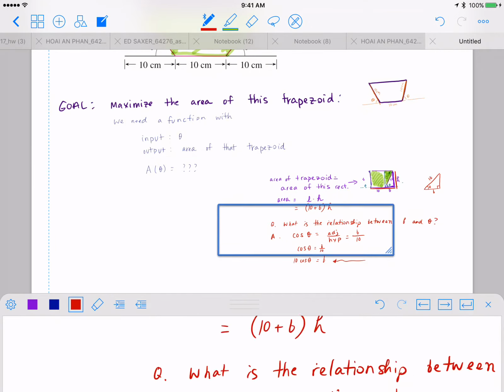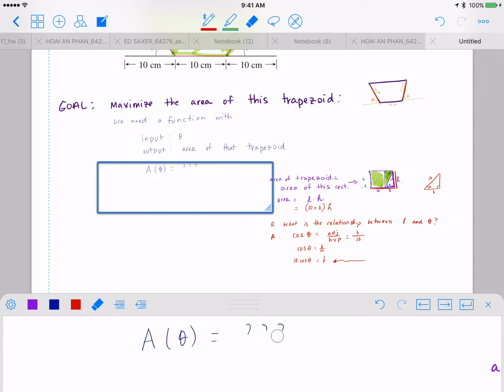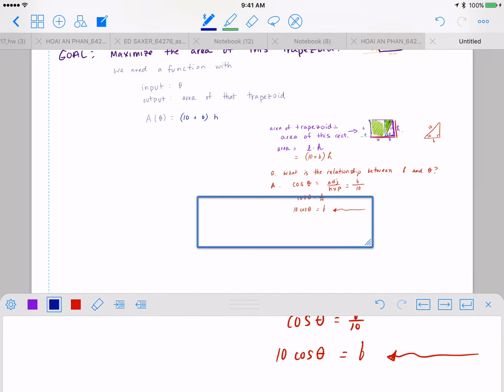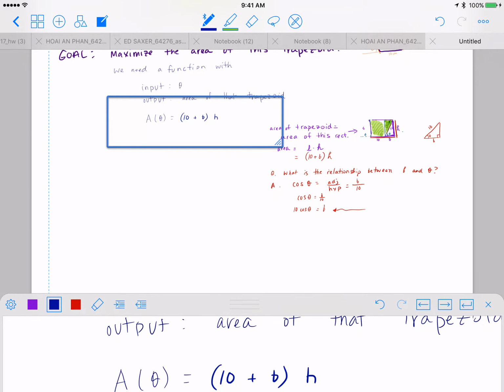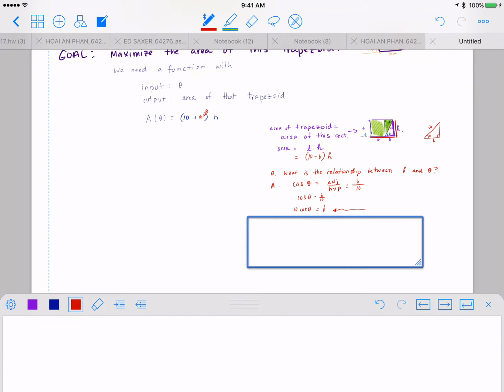And for our formula for area, so far what we have is in terms of b and h. So we had 10 plus b times h. Well, now we can replace b with 10 cosine theta. So let's do that. So b is now going to be 10 cosine theta. And now let's find the relationship between h and theta.